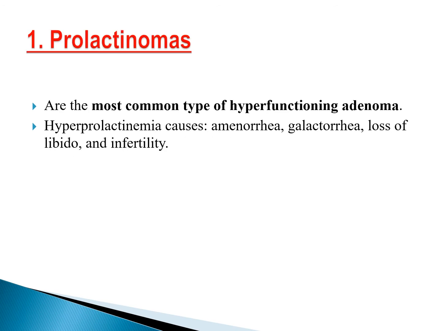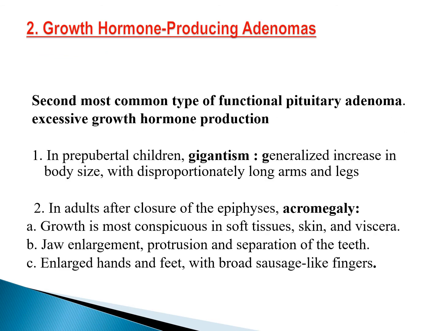The first one of the adenomas is called prolactinoma. Prolactinoma is the most common type of hyperfunctioning adenomas. From their name, they produce the prolactin hormone, and hyperprolactinemia is the result, which can cause amenorrhea. Amenorrhea means cessation of the menstrual cycle. Galactorrhea, which means increased milk production from the breast, and loss of libido, which is loss of the sexual desire, in addition to infertility.